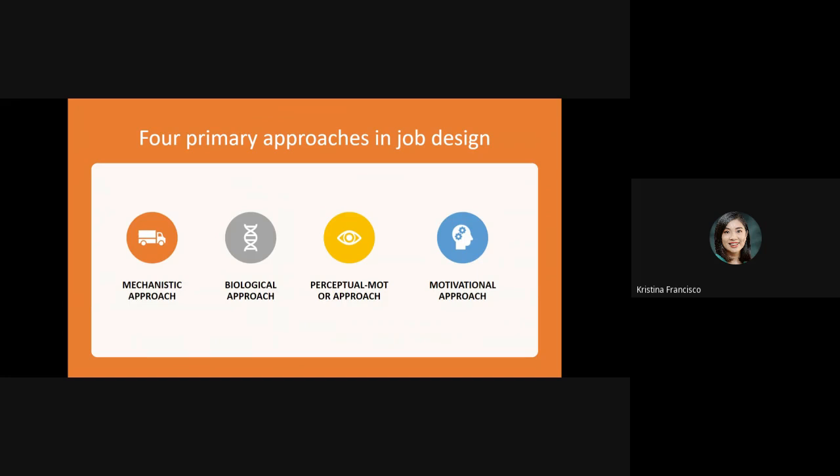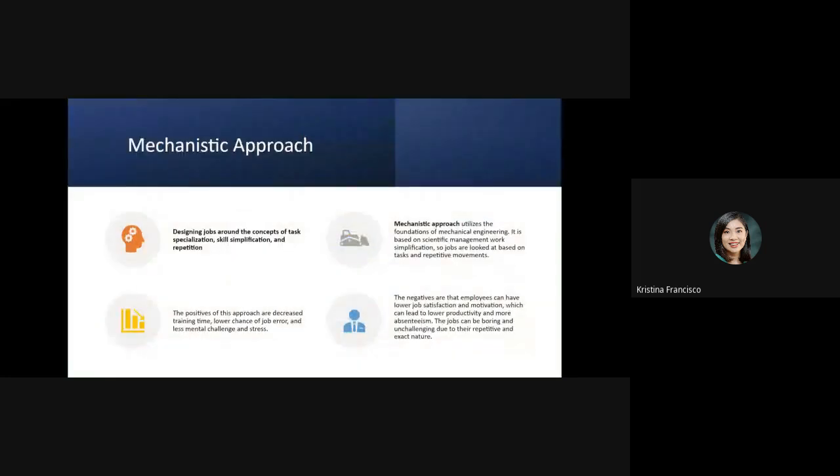There are four primary approaches, these are the options or approaches we have with job design. So we have here your mechanistic approach. When we say mechanistic approach, these are jobs designed around the concept of task specialization, skill simplification, and repetition.